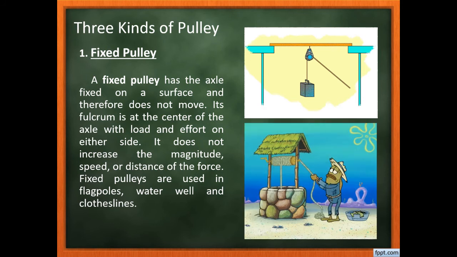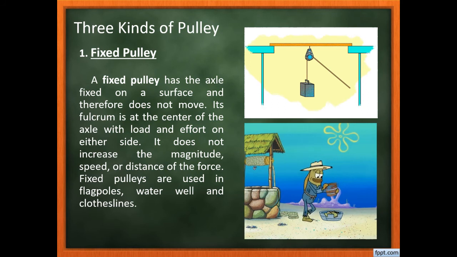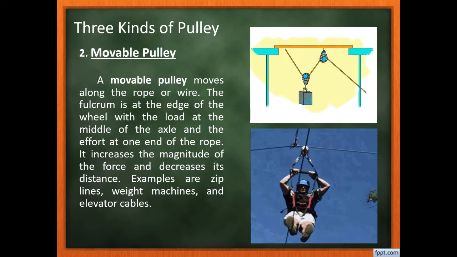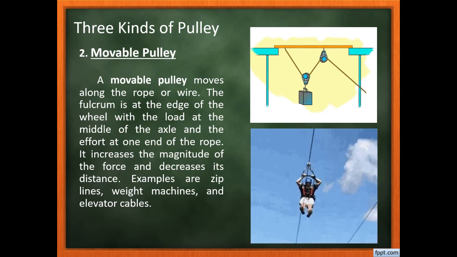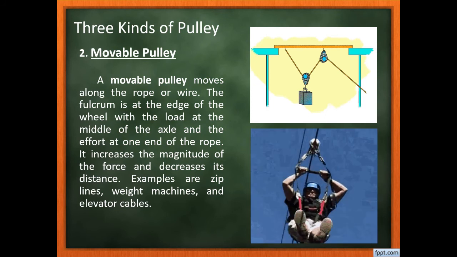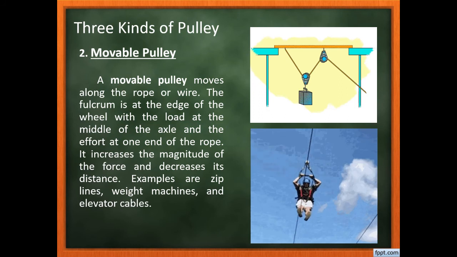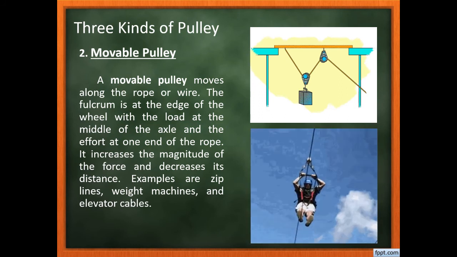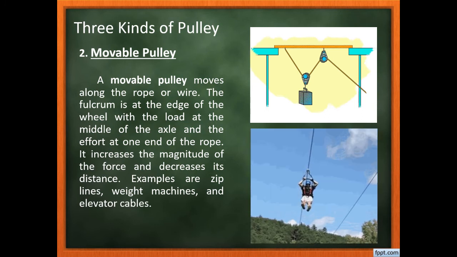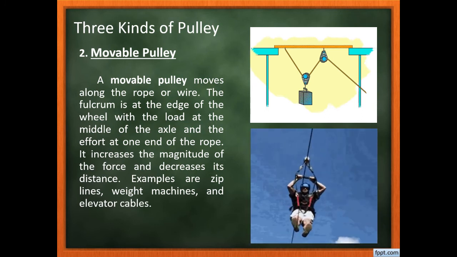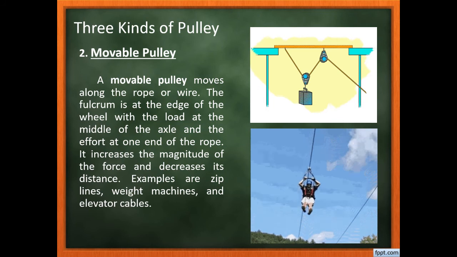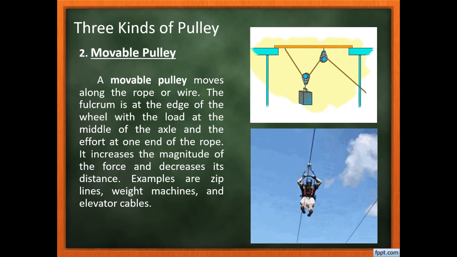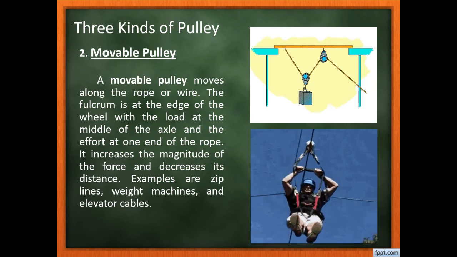Another kind of pulley is what we call movable pulley. A movable pulley moves along the rope or wire. The fulcrum is at the edge of the wheel with the load at the middle of the axle and the effort at one end of the rope. It increases the magnitude of the force and decreases its distance. Examples are zip lines, weight machines, and elevator cables.